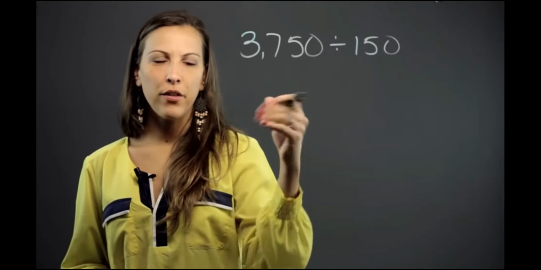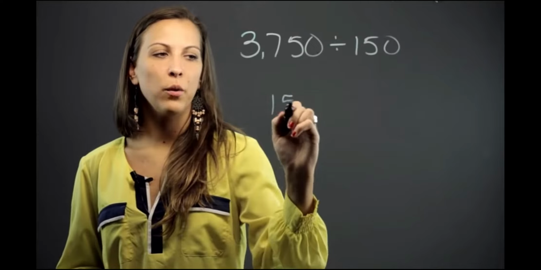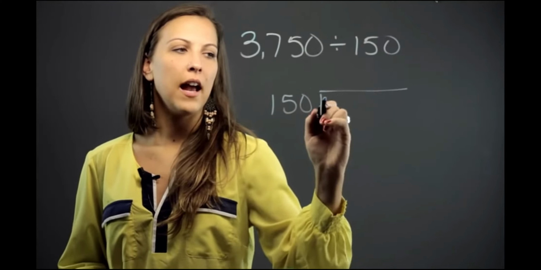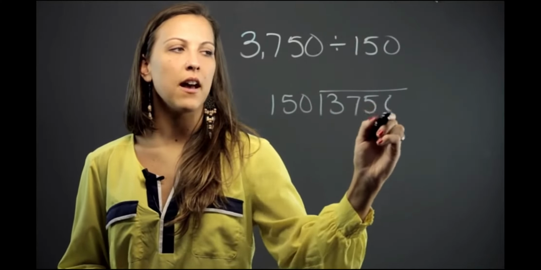So we're going to set it up with our long division setup, which means that the 150 will go outside of the house and the 3,750 will go inside.